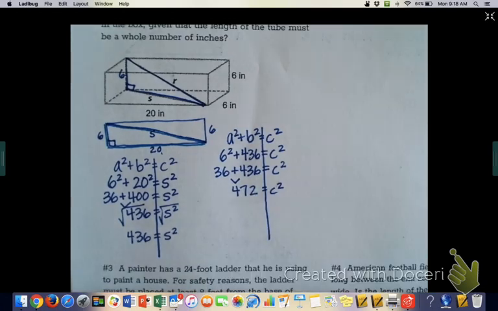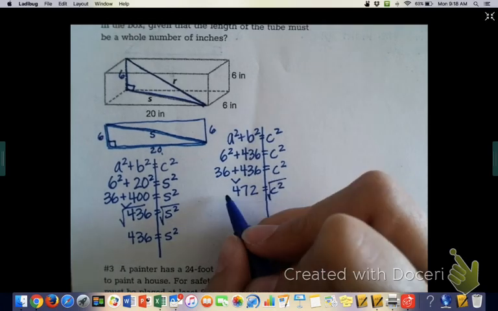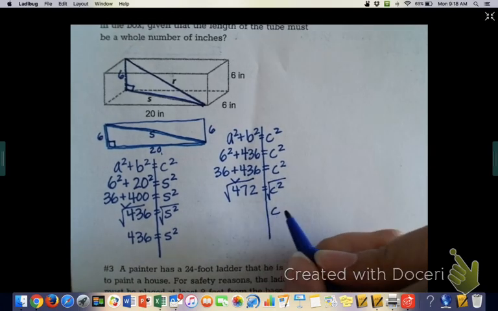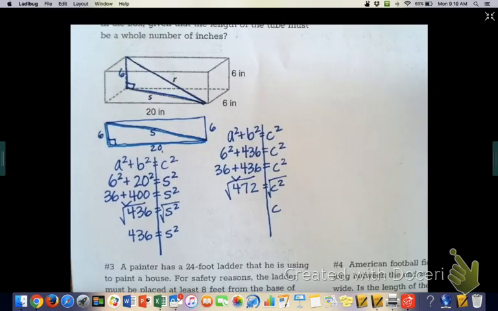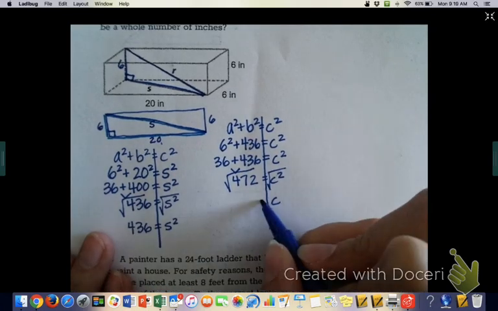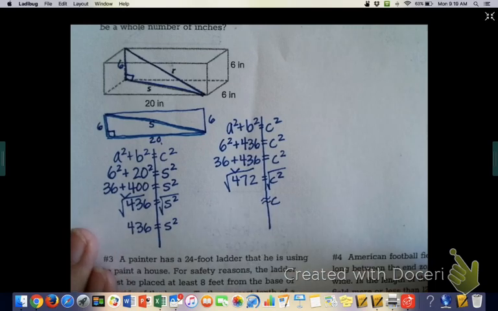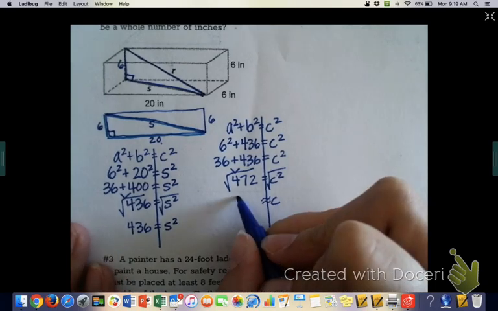And then to find what actually c is, this time we're going to square root it. Okay. So the square root of 472. All right, it's about 21.7. So I will, for our paper, write about. That's what that squiggly equals means. It means it's about 21.7.